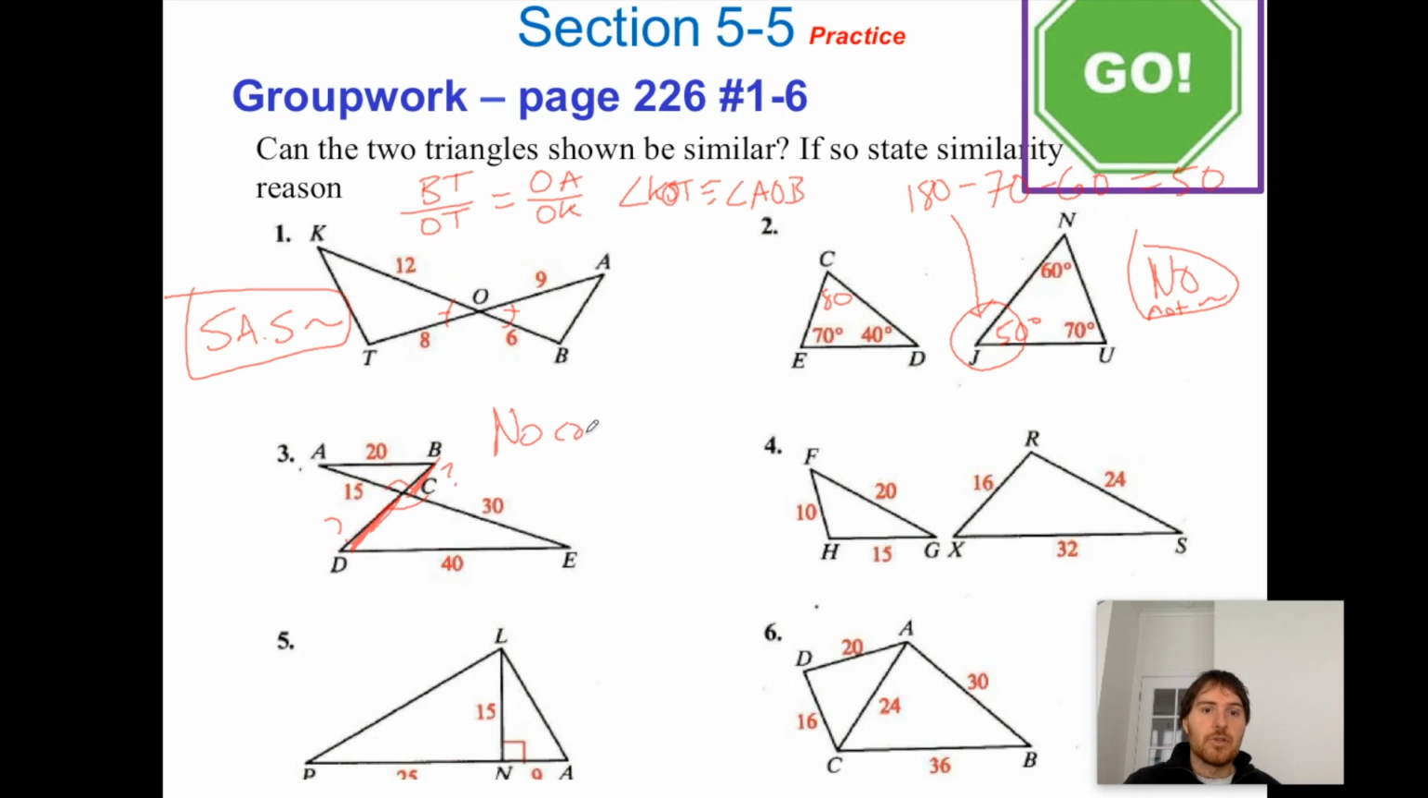So no conclusion about similarity, okay? This one up top here, we knew they weren't similar because those angles weren't all congruent to one another. Here we can make no conclusion about similarity. Let's check this one out here.